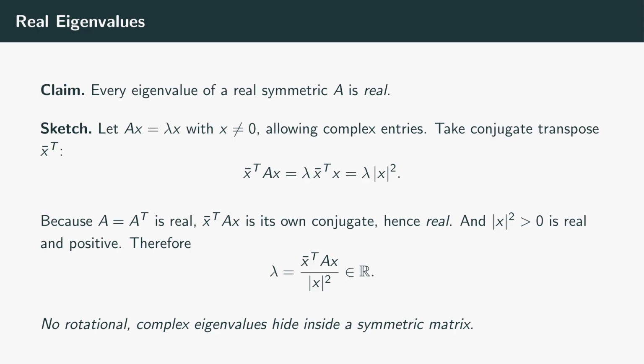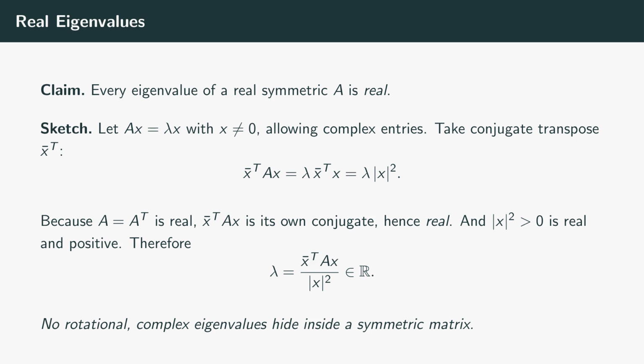The first promise: every eigenvalue of a real symmetric matrix is a real number. Here is why, in outline. Suppose A times x equals lambda times x, and for now, let's allow x to have complex entries, since we do not yet know lambda is real. Multiply on the left by the conjugate transpose of x. On the right, we get lambda times the conjugate transpose of x times x, and that quantity is just the squared length of x, a positive real number.